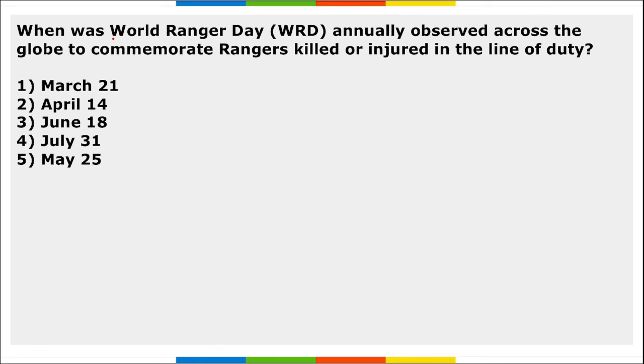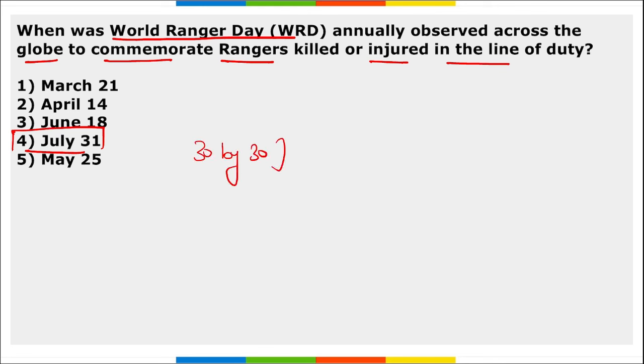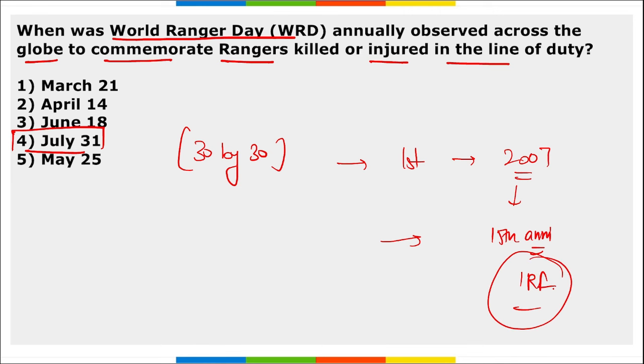Next, when was World Ranger Day annually observed across the globe to commemorate the rangers killed or injured in the line of duty? It is 31st of July, right? And the theme for this year is 30 by 30. This is the theme here. The first ever World Ranger Day was observed in the year 2007 on 31st of July, and this was why? Because on 31st of July 2007 it was the 15th anniversary of the founding of IRF, right?